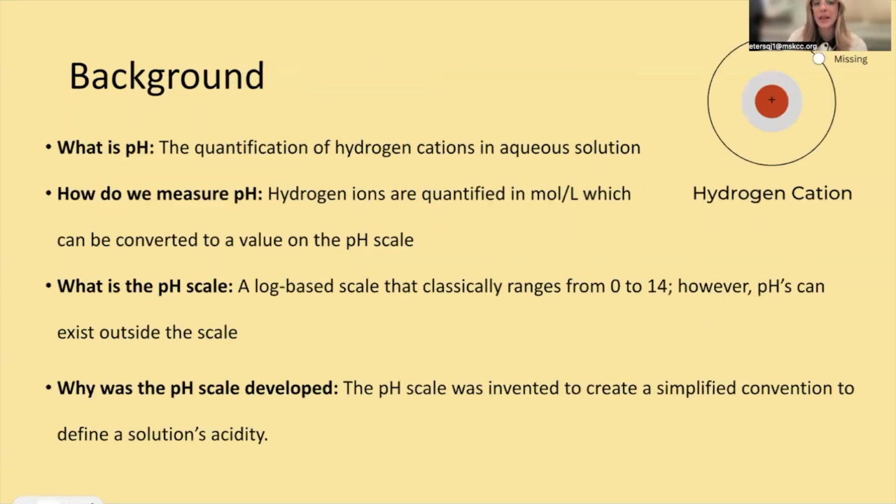So, as I said, pH is the quantification of hydrogen cations in aqueous solution. The hydrogen ions are quantified in terms of moles per liter, which can be converted to a value on the pH scale. pH scale is a log-based scale that ranges from 0 to 14. Concentrations of hydrogen ions or pHs can exist outside this scale, but for most laboratory applications, you will find that solutions will fall within this range.